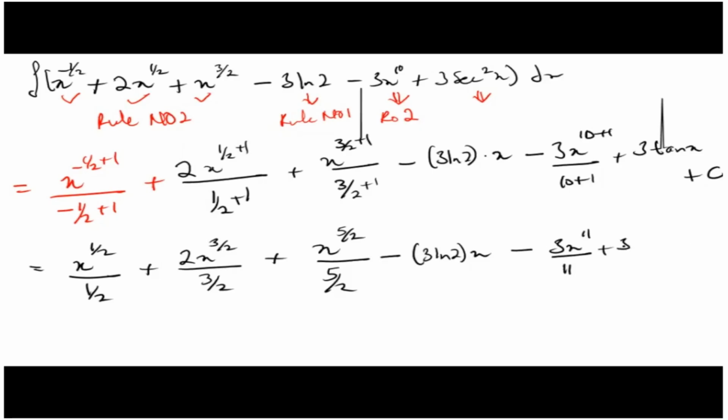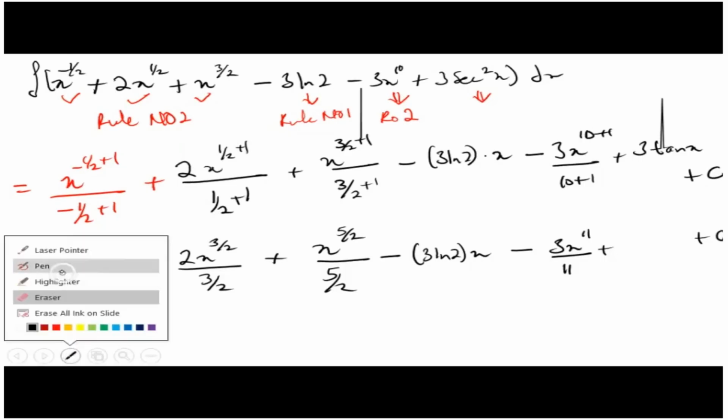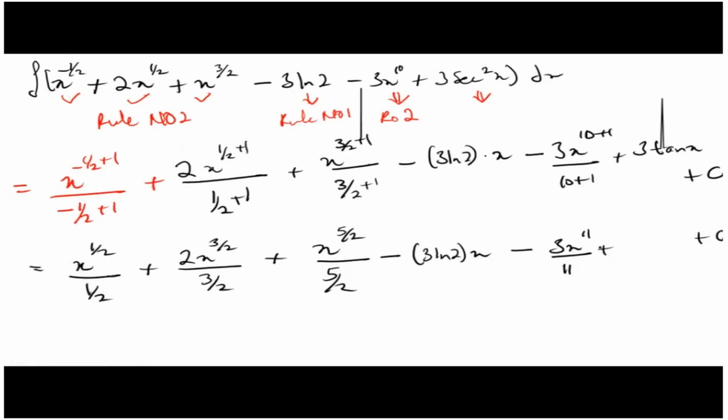Then here is 3 tan x plus c. Is that fine? 3 tan x plus c. So that is how to integrate this one. Okay, so that is how to integrate that. 3 tan x, and that should be your final answer.